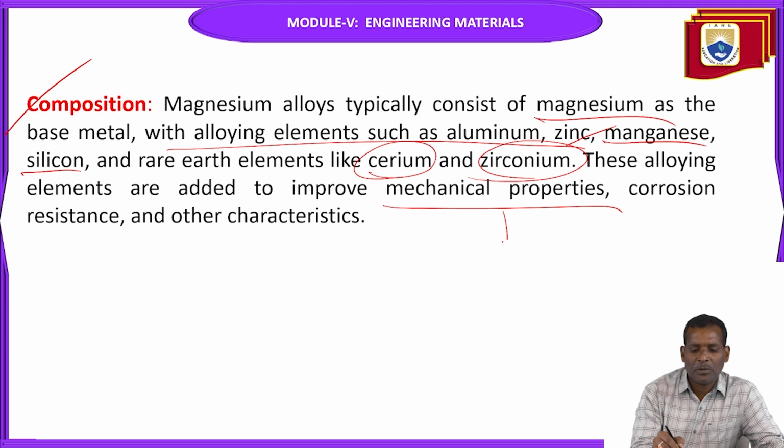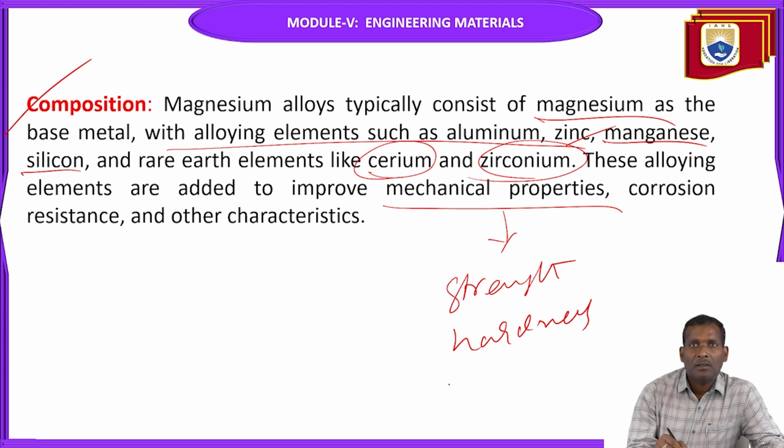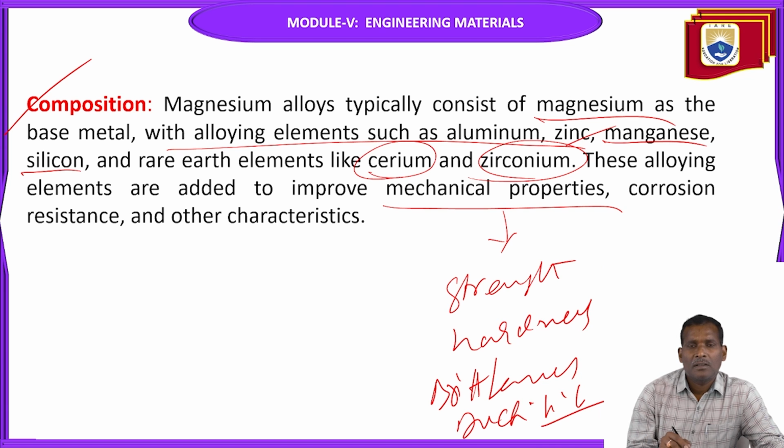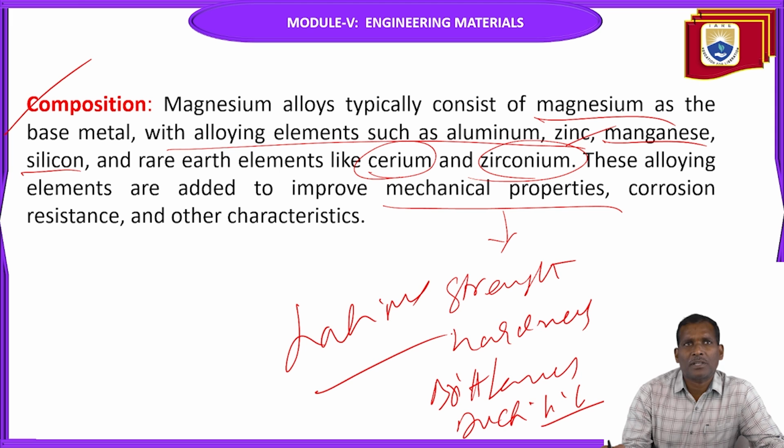What are the mechanical properties? Strength, hardness, brittleness, ductility, fatigue. So these are mechanical properties. Whenever you add these elements, you will improve these properties, along with corrosion resistance and other characteristics.